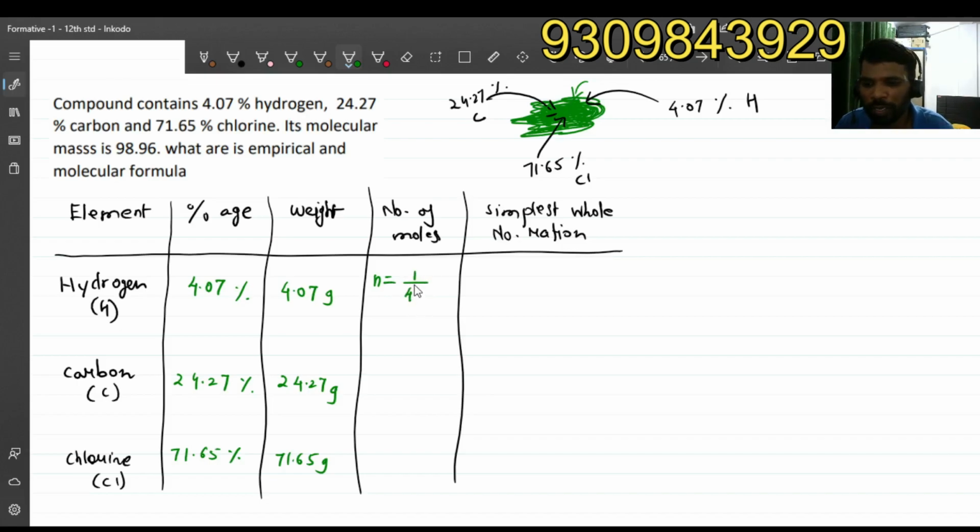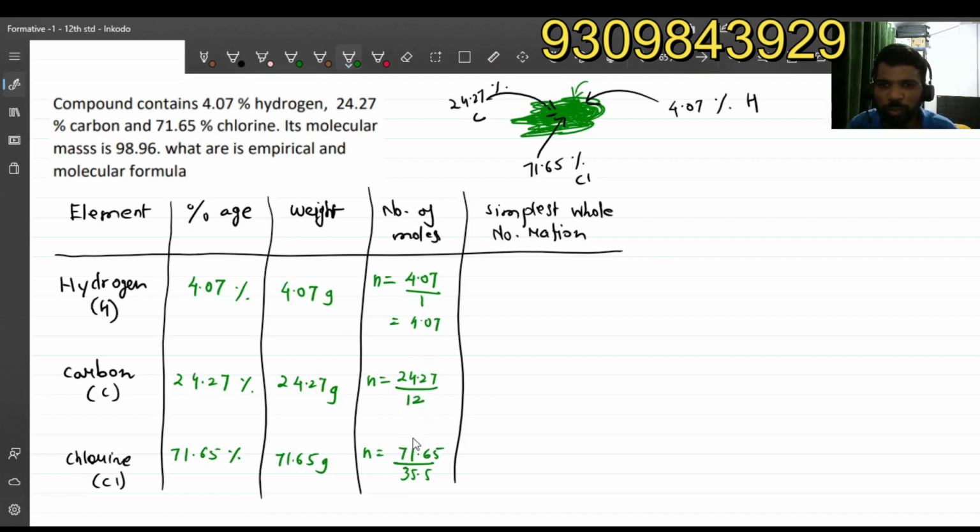And what is the given weight? Sorry, number of moles we are finding, no? So the given weight is 4.07. I have taken. What is the molar mass? 1. So this is equal to 4.07. Number of moles over here is what? Given weight is 24.27 and carbon is 12. And what is number of moles over here? Given weight is 71.65 upon molar mass of the chlorine, which is 35.5.